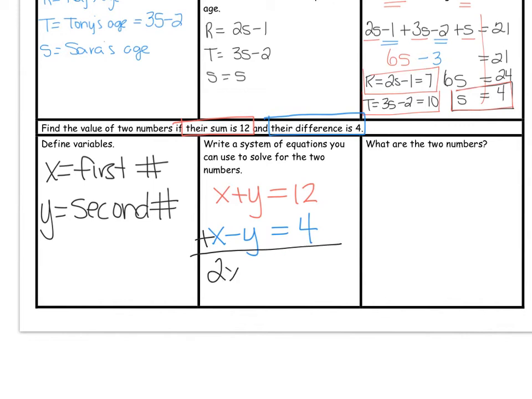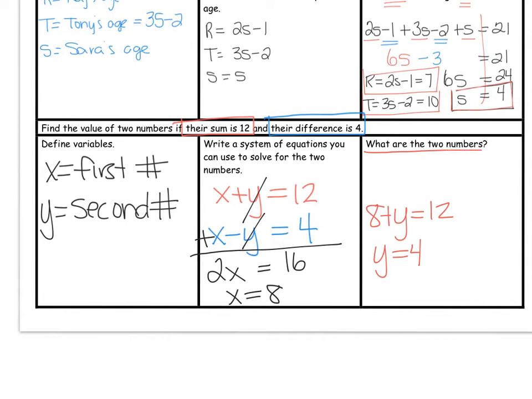X plus x is 2x. These get eliminated, and then 12 plus 4 is 16. And if we solve for x, we get x equals 8. So now we have to plug that back in either equation to figure out what y is. I'll do it over here. I'm going to use 8 plus y equals 12, and that's going to give me y equals 4.